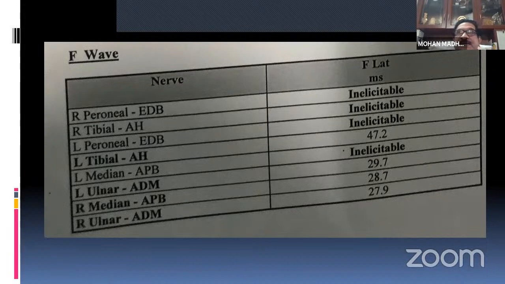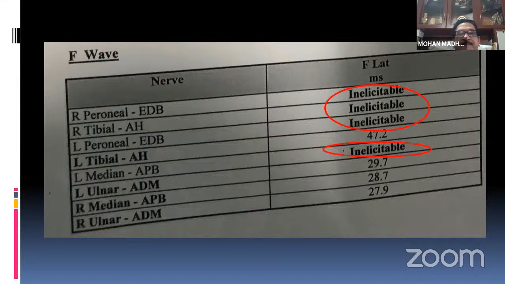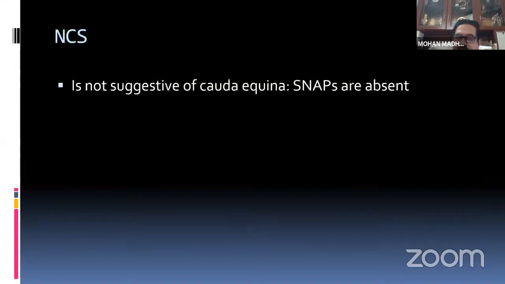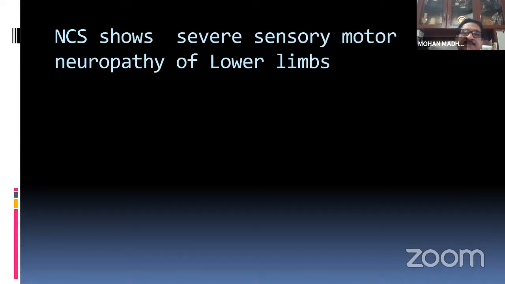The F wave is also not elicitable from the lower limb. So, what is the thing which makes a cauda equina lesion unlikely? Because SNAPs are all absent in this patient, along with a decreased CMAP amplitude. So, a cauda equina lesion becomes less likely. So, NCS shows a severe sensory motor neuropathy of the lower limb. Now, what investigation do you want now?